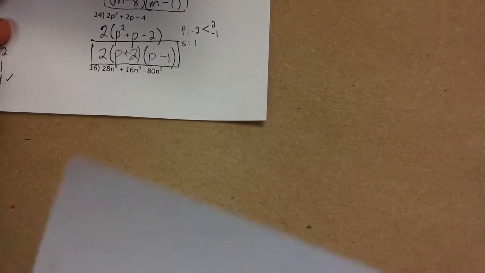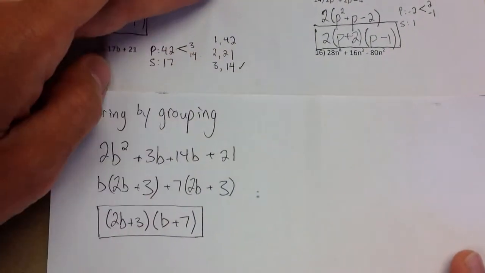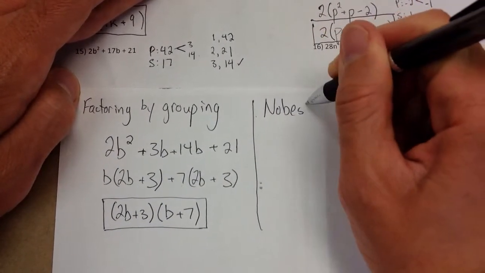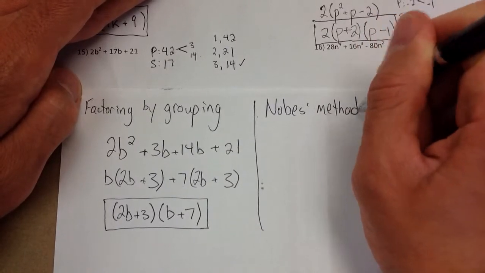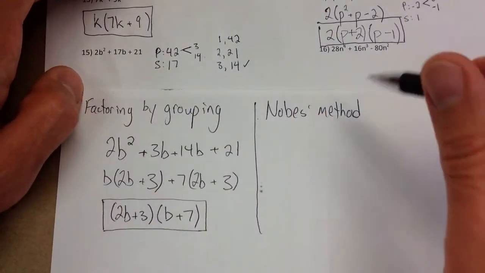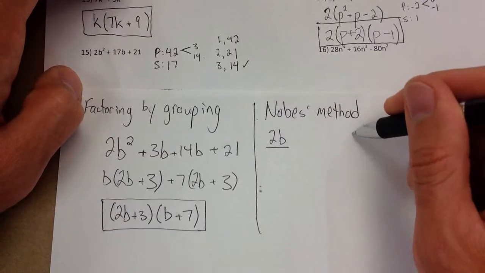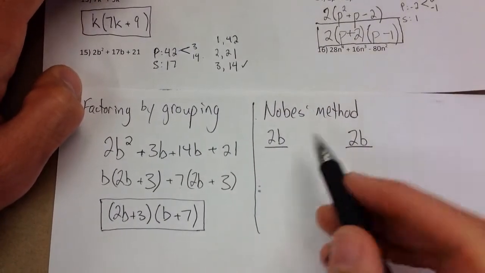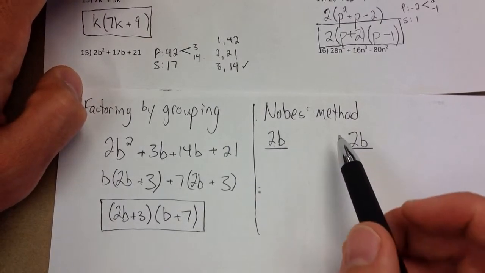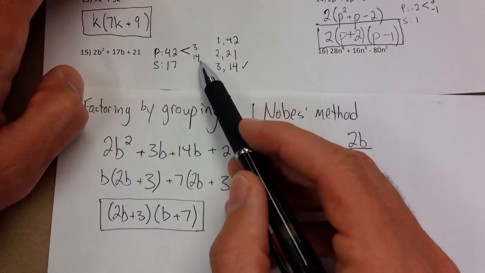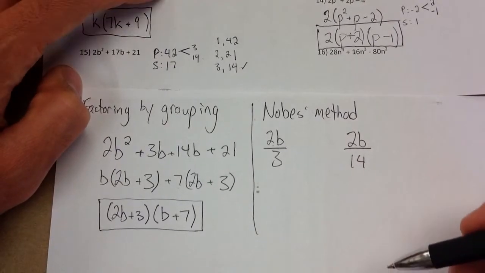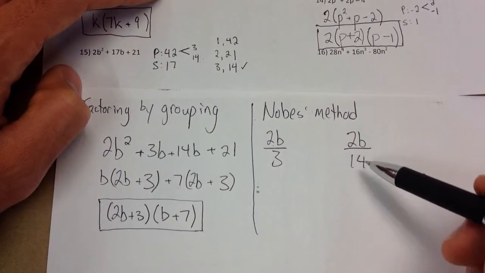And actually, I just thought, before I show you that, let me show you the Nobes method for the previous problem. For this one, what you do is you take the first term, 2b squared, and you write it without the square, the exponent of 2. Write it twice as the numerators of two fractions. Then you take the two numbers that you found that multiply to be the product number. You write those underneath the fractions, in other words, make them the denominators. And then you see if you can reduce the fractions.